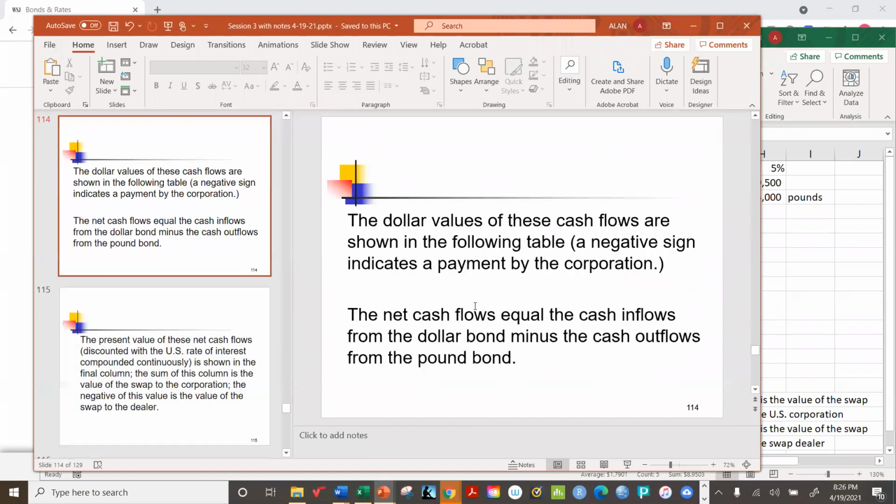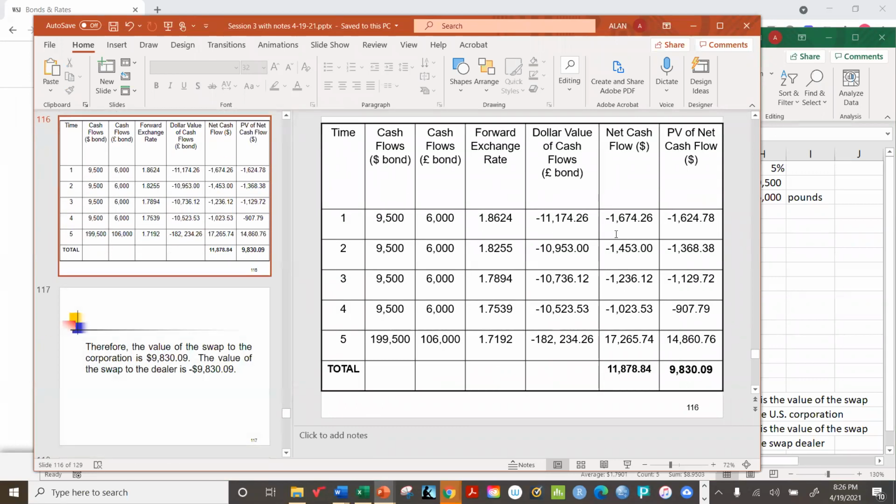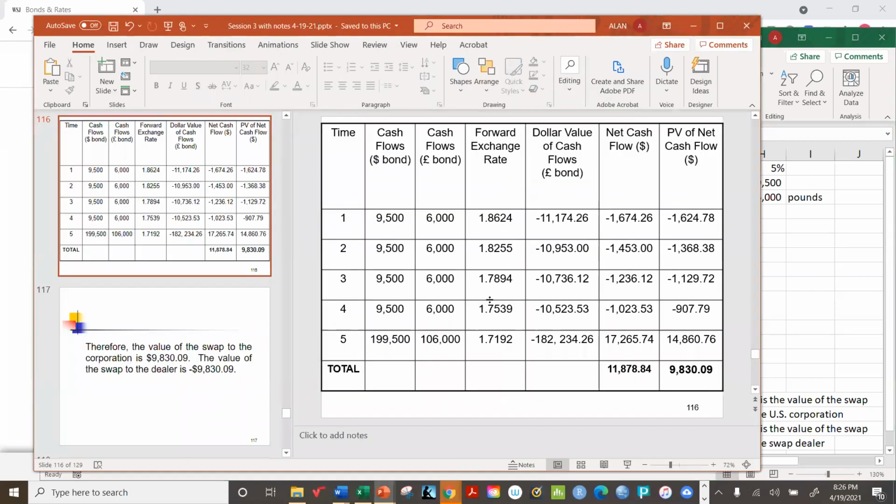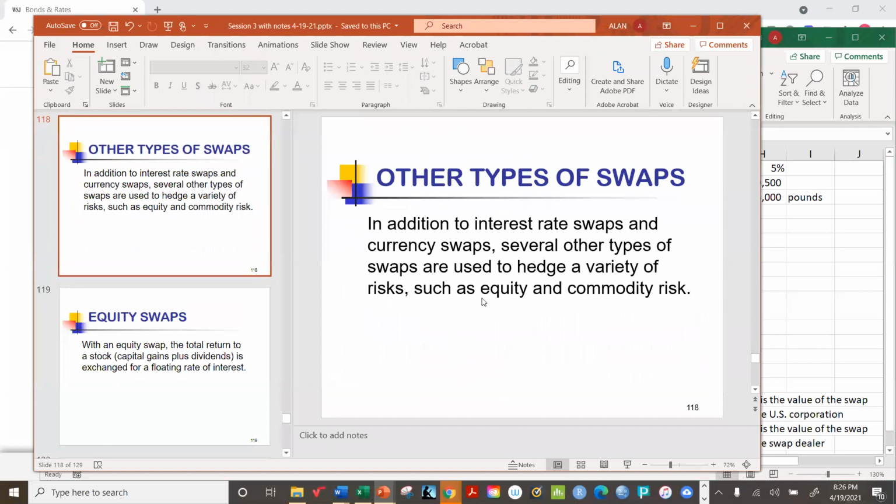So I did mention that there are other types of swaps, and by the way, here are the results in the slides. There's more details here if you want to read through and see what we did, but it's exactly the same as what we did in Excel. The Excel is nice because you can actually read the formulas. You can't really do that here, but you can see there are other types of swaps in the marketplace, and it's interesting to see how they're structured and try to visualize why you might want to use them. For example, if you want to hedge the risks coming from equities or commodities, you name it, there's a swap out there somewhere that you could use.